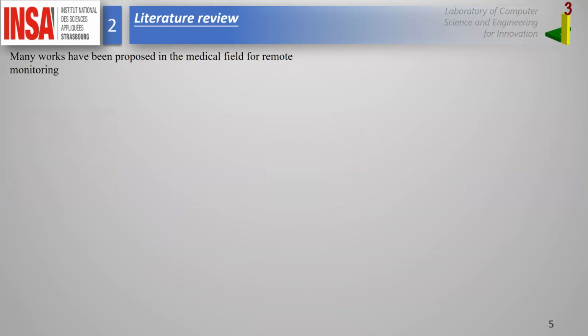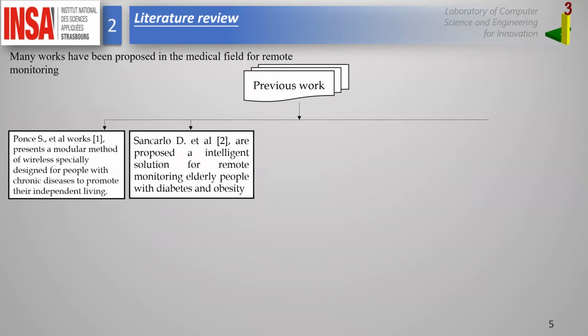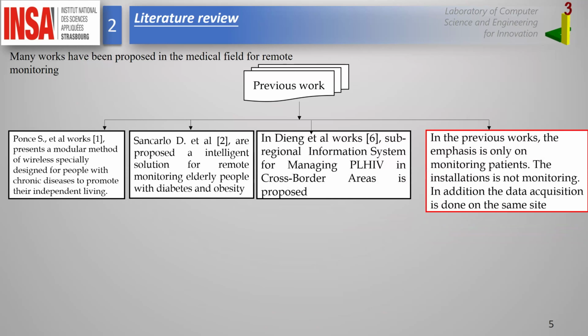Many works have been proposed in the medical field for remote monitoring. Among previous works I cited Pons et al., who present a wireless modeling method specially designed for people with chronic disease to promote their independence. Another work is Scardani Day et al., who proposed an intelligent solution for remote monitoring of people with diabetes and obesity. In the work of Gen et al., a sub-regional information system for management.